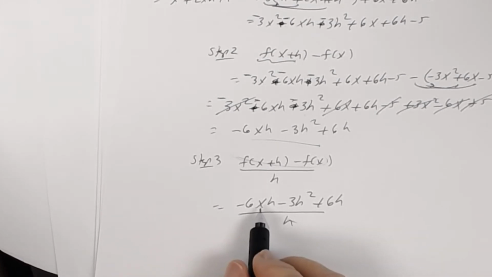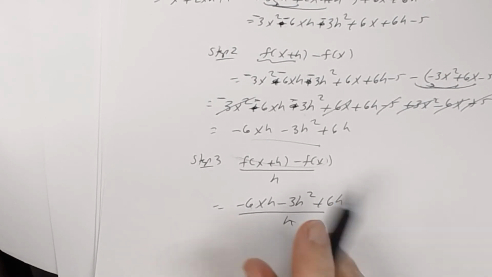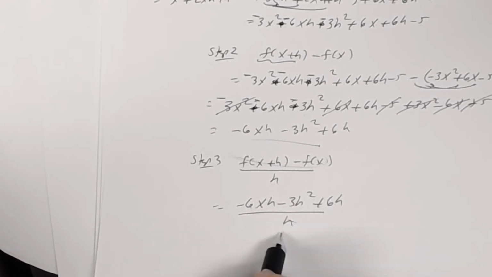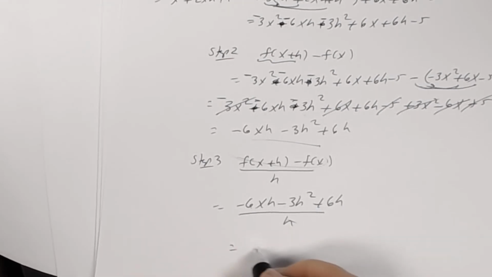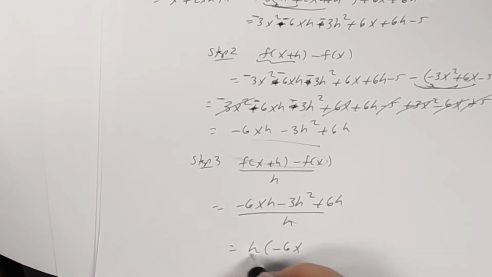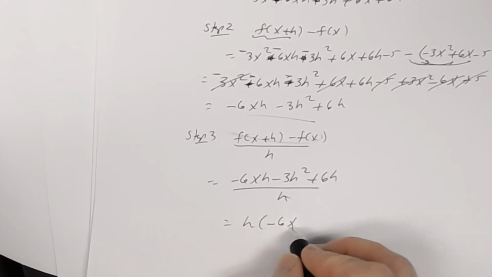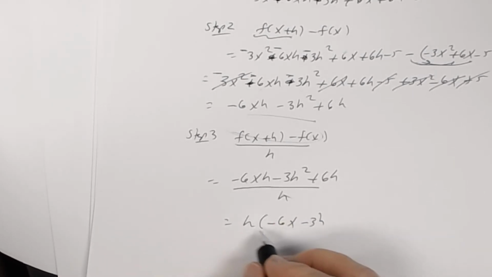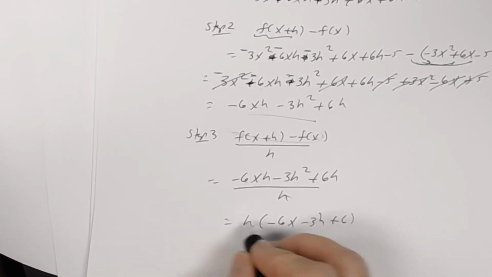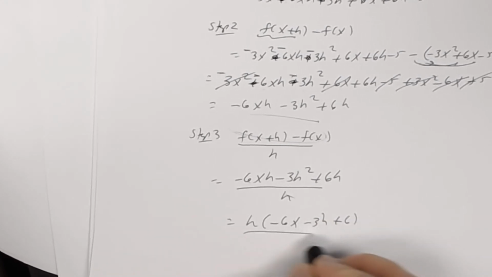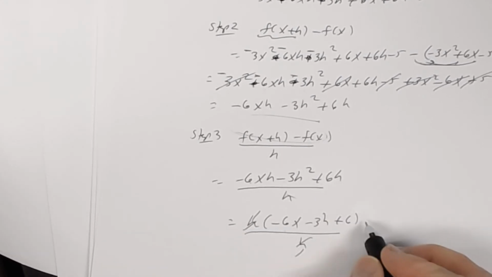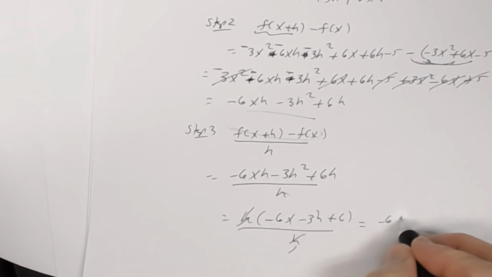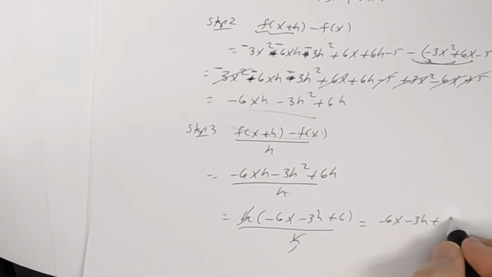All right. Now, you also notice that there's a factor of 3. Just leave that alone. Just factor out the h because you want to reduce it with that h down there. So this becomes h times negative 6x is negative 6xh, minus h times 3h, it'll be negative 3h squared, and then h times 6 will be 6h. All divided by h, and now notice these divide out, and so the answer is negative 6x minus 3h plus 6. Leave it like this.